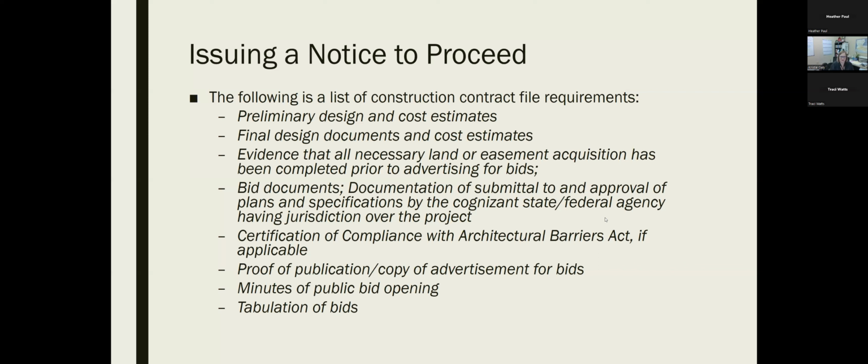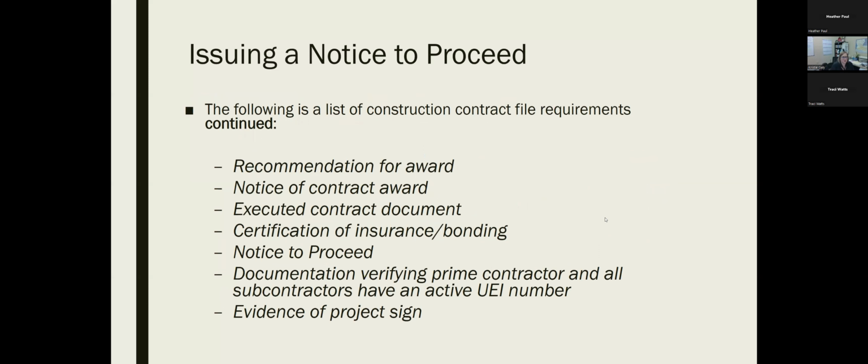Certification of compliance with the Architectural Barriers Act, if applicable. Proof of publication and a copy of the advertisements for bids. The minutes of the public bid opening, and then the tabulation of bids. So this is also stuff that needs to be put in the file. Recommendation for award, the notice of the contract award, the executed contract document, certification of insurance and bonding, the notice to proceed, the documentation verifying the prime contractor and all subcontractors have an active UEI number, and evidence of a project sign.